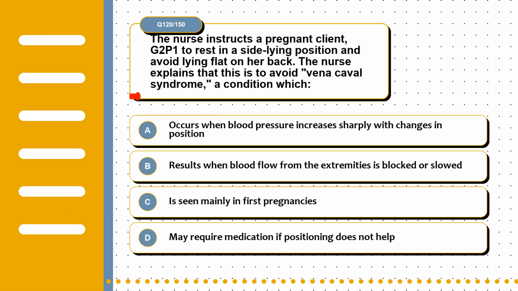Question 120. The nurse instructs a pregnant client, G2P1, to rest in a side-lying position and avoid lying flat on her back. The nurse explains that this is to avoid vena cava syndrome, a condition which, here are the options. Option A. Occurs when blood pressure increases sharply with changes in position. Option B. Results when blood flow from the extremities is blocked or slowed. Option C. Is seen mainly in first pregnancies. Option D. May require medication if positioning does not help.